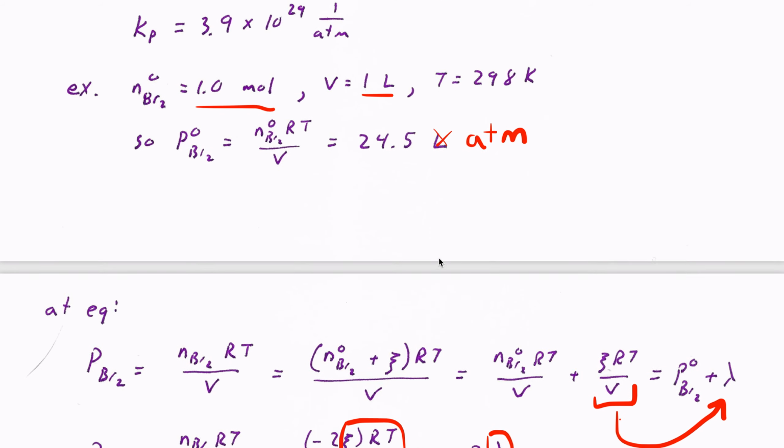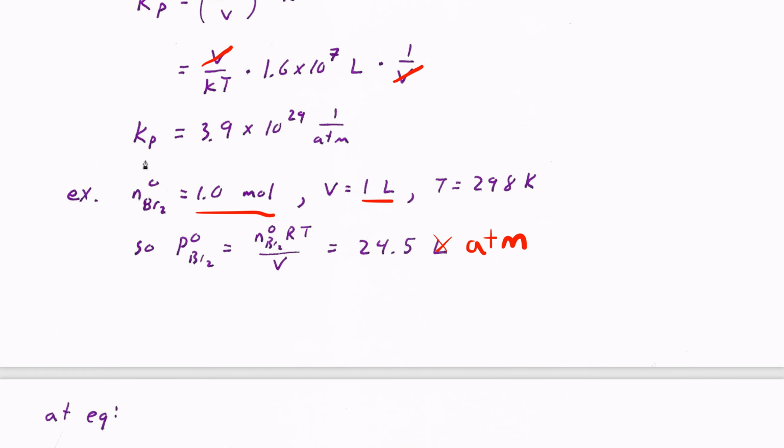It's certainly more convenient when we remember that we're able to use this value of Kp regardless of what the box size is. So no matter what box size I'm working in, I can use the same value of Kp. So that's another advantage of doing the equilibrium problem in terms of pressures.